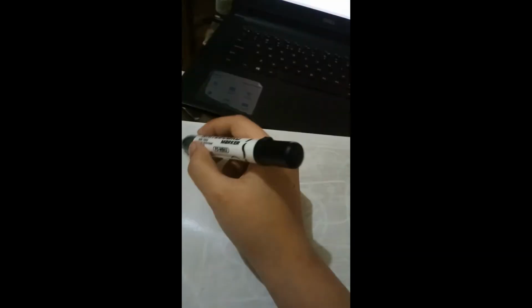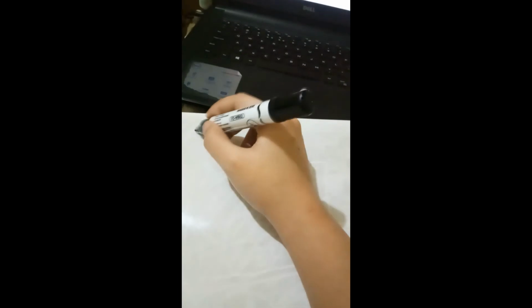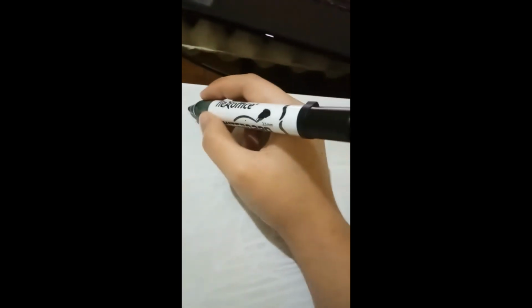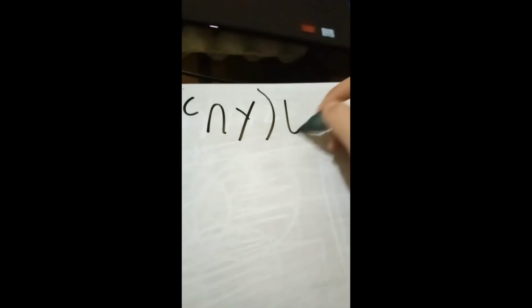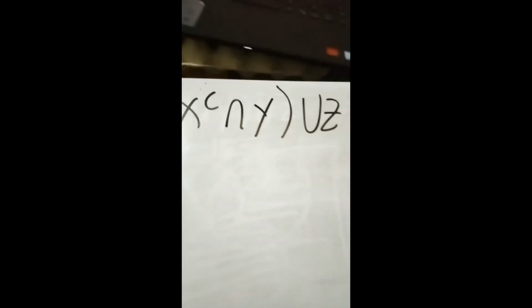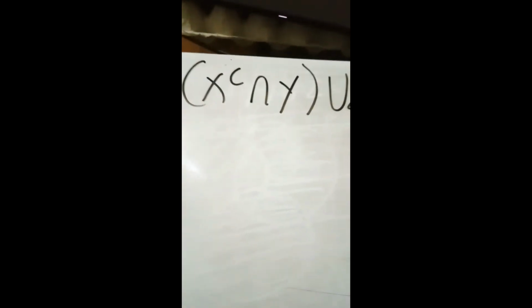Next, let's have your number 6. So number 6, this is X complement intersection Y union Z. Okay, so in here, always start with the ones inside your parentheses.